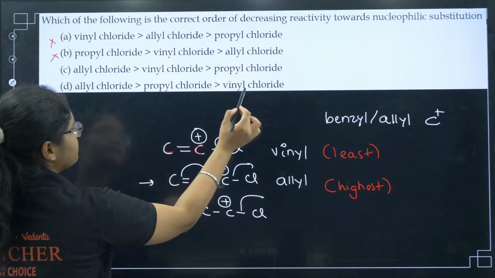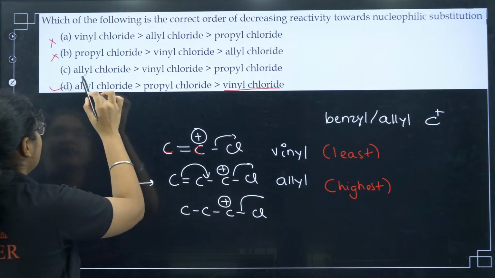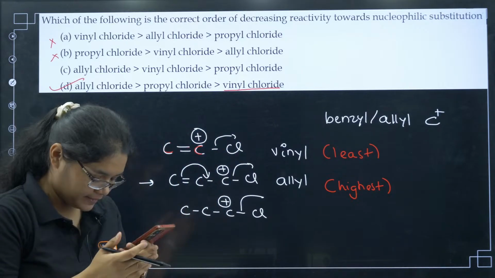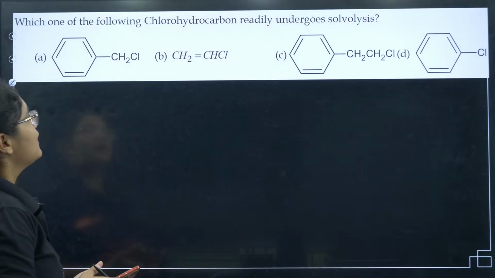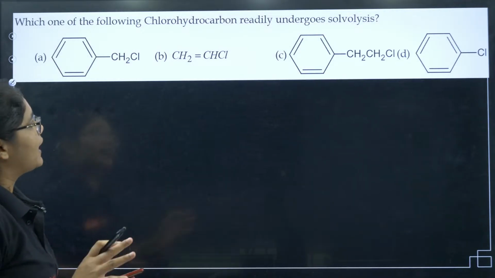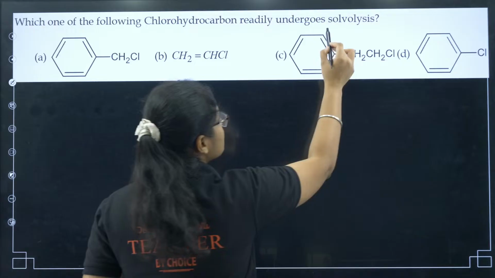Vinyl. After allylic we will have propyl, and vinyl should be at the end. So that is why option number D. Yes, those saying D, that is absolutely correct. Next question. Again, which one of the following chlorohydrocarbons readily undergoes solvolysis?